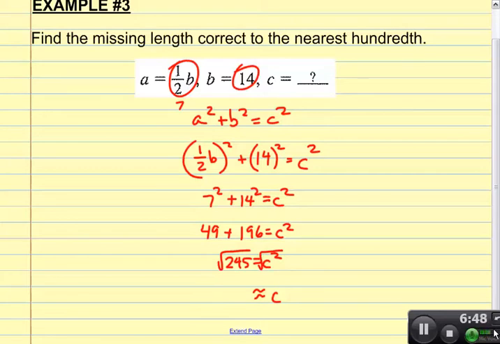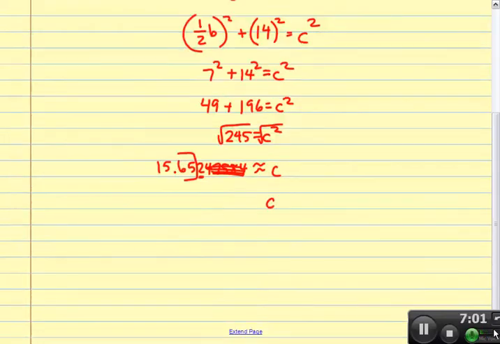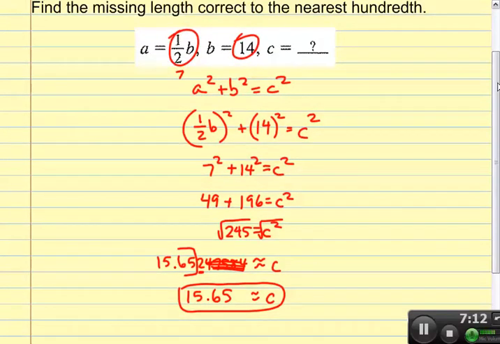All right, so we're going to get 15.65247584. Round that to the nearest hundredth. Look at my 2. 2 is too small. So c is approximately 15.65. And that's my answer. Nice. Okay? So I know that a equals 7, b is equal to 14, and c is approximately 15.65. All right, we're rolling. Let's keep it going. Look at the next one here.